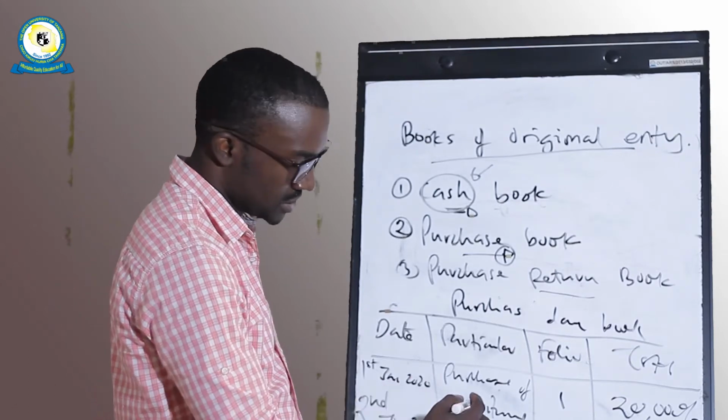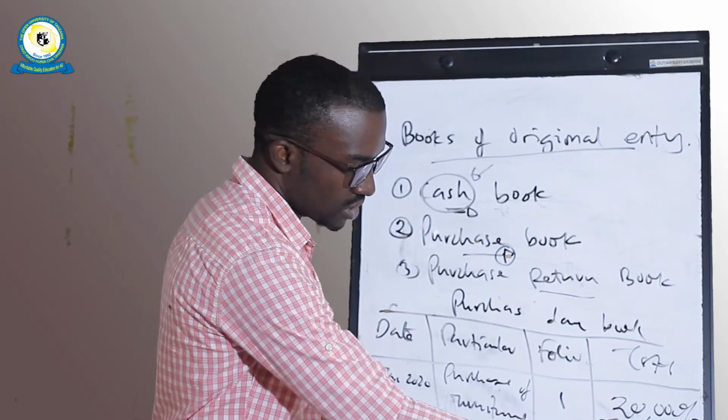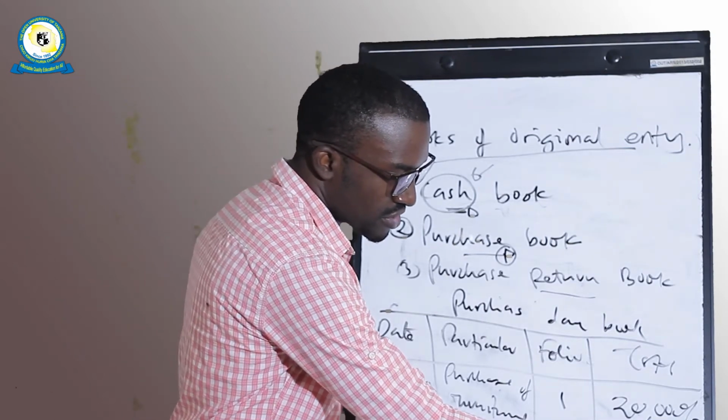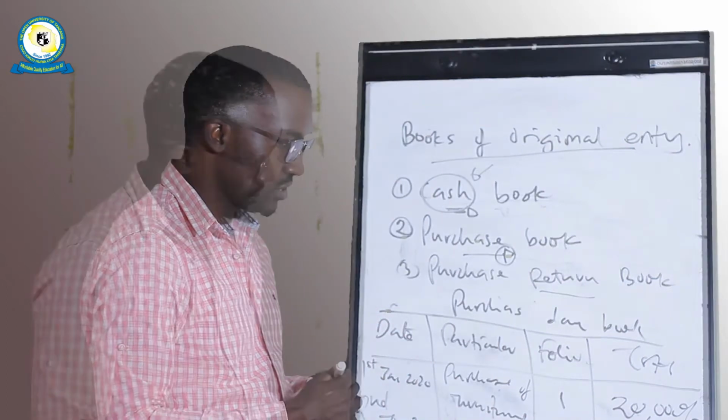Probably you purchase some other item there, and then you're going to add folio number 2, and probably it cost 40,000. Okay, so that is how your purchase day book should be.